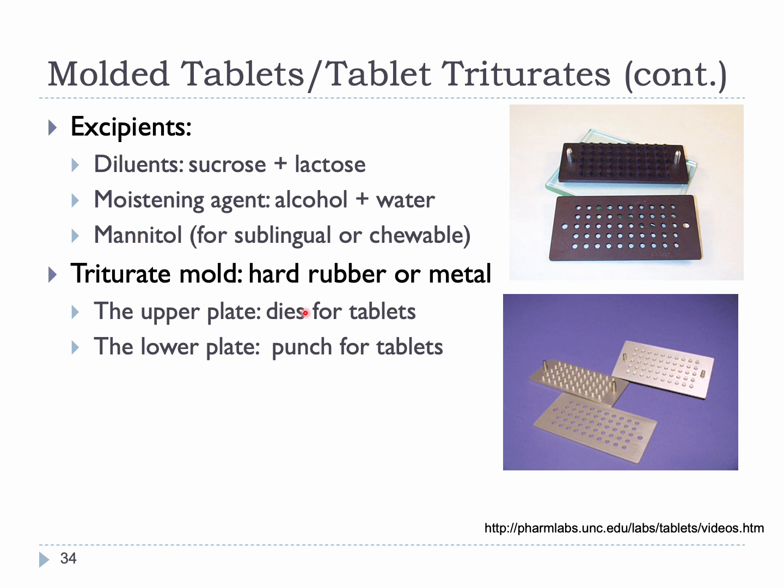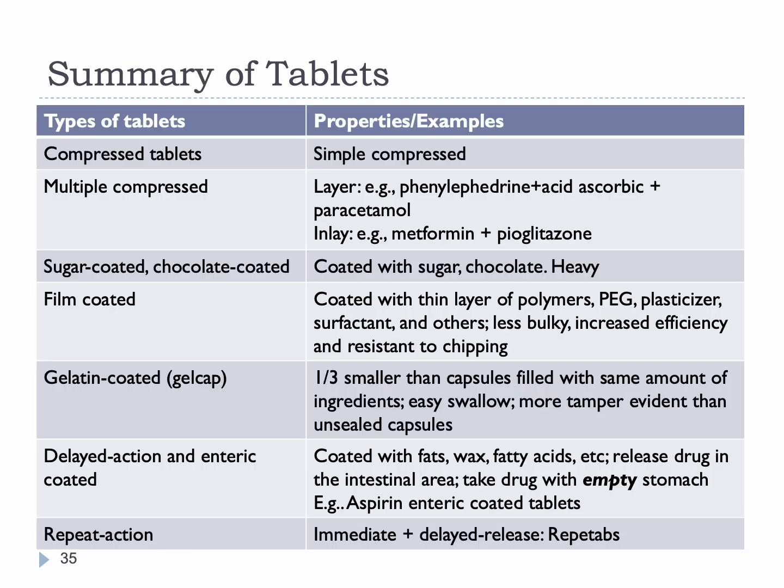Molded tablets or tablet triturates can be made with different molds. It can be hard rubber or metal. Usually the upper plate will be the dies for the tablets and the lower plate the punches for the tablets. These kinds of tablets can be compressed by hand. Alright, this is a summary table of the different types of tablets and their properties or examples based on the drug dosage forms.